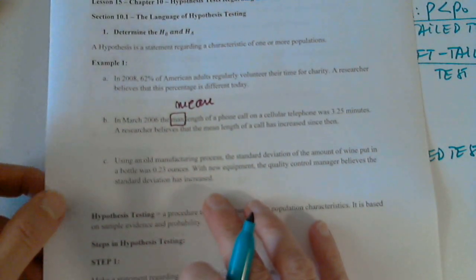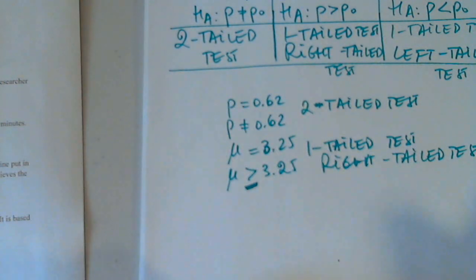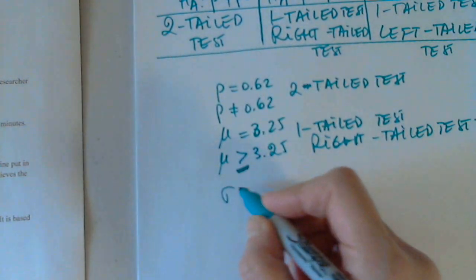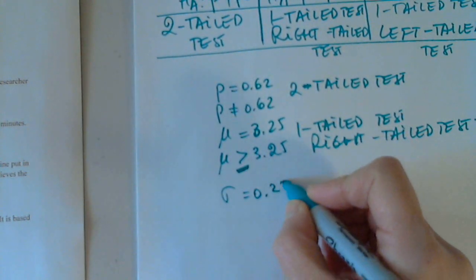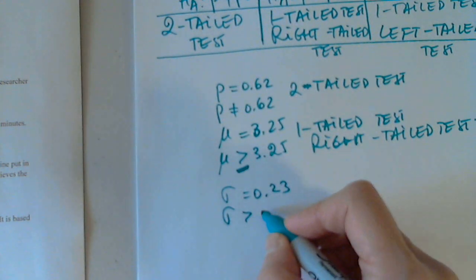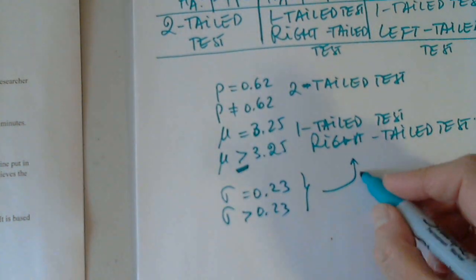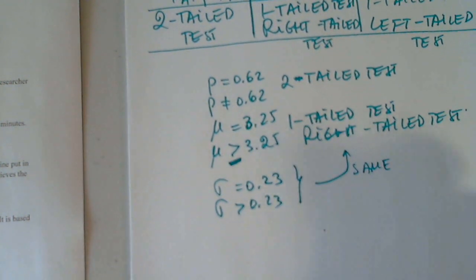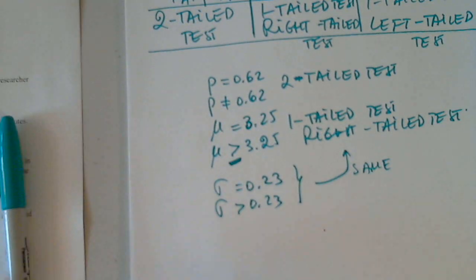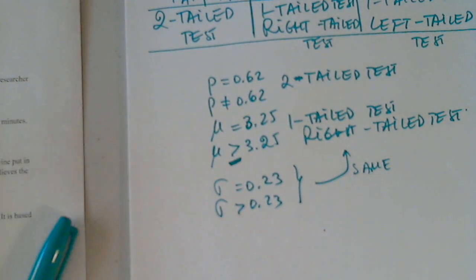And the last one, because it says again, has increased, I'm not going to write it one more time. It's the same thing: sigma equals 0.23, and sigma greater than 0.23. It's the same thing with this one. Any questions so far?